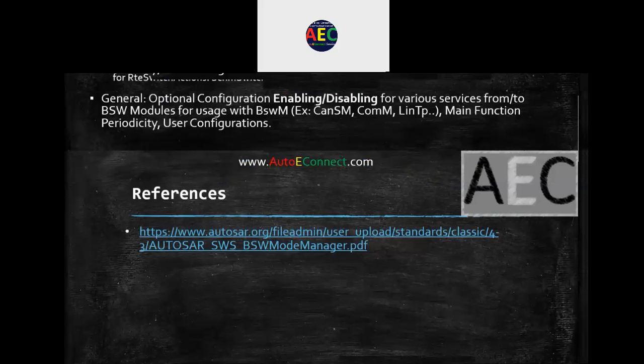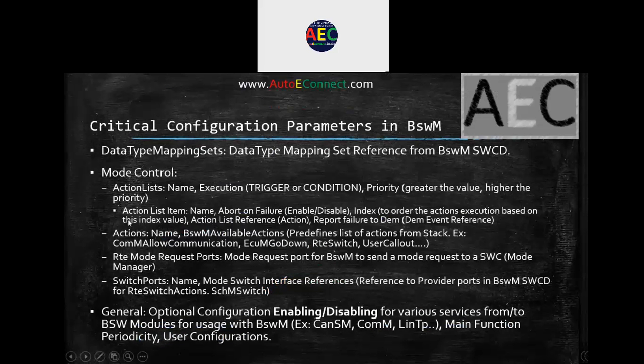What we have to understand is that there will be indexes, which I think I would have missed here. Okay, so when we talk about an action list, we will have the name, and we can also configure abort on failure. So when you are executing an action list, let's assume there is a failure. What does BSWM have to do? Does it need to wait, or does it have to come out? Then we can configure or enable this abort on failure. So whenever an action list execution failure happens, it can abort and continue with the next thing.